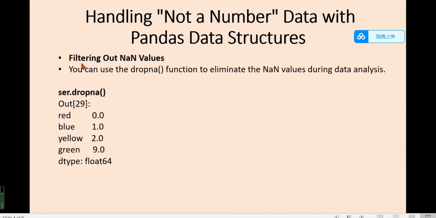And we can also filter out NaN values. You can use the dropna function to eliminate the NaN values during data analysis. So if we write series.dropna, then the NaN values of this series will be filtered out, leaving only the values that are not NaN.